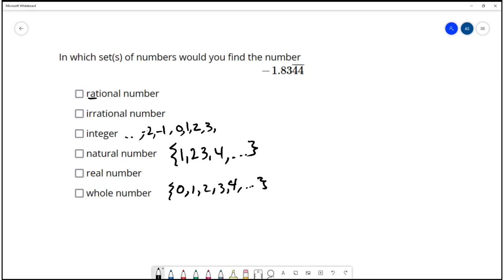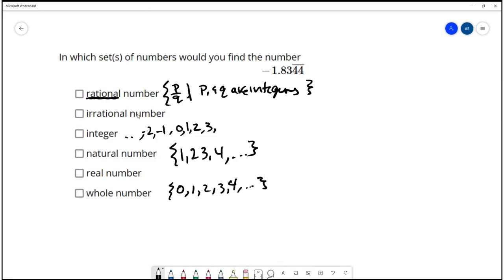Then we have the rational numbers, and rational numbers are numbers that can be written as fractions. So we write P over Q, where P and Q are integers. So any number that can be written in the form of a fraction, where both the numerator and denominator are integers, is considered a rational number.